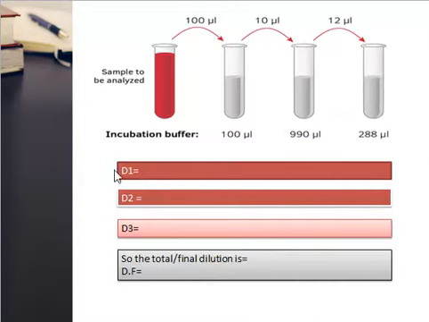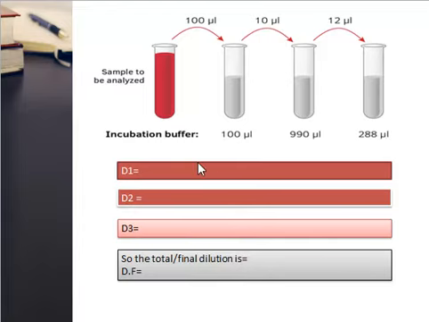For example, the sample to be analyzed has been diluted as follows: 100 microliter is transferred to a tube containing 100 microliter of diluent, and then 10 microliter of tube 1 is transferred to tube 2 containing 990 microliter of diluent, and then 12 microliter from tube 2 is transferred to tube 3 that contains 288 microliter of diluent.